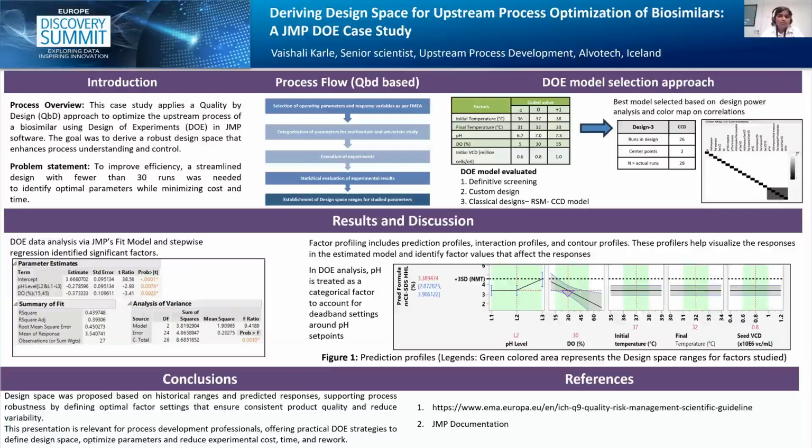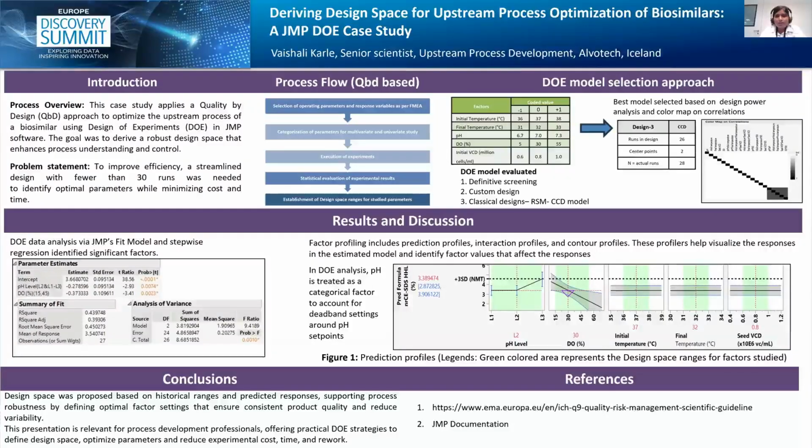To achieve this goal and solve the problem, we started with a strategy, a QbD-based process flow approach. In that, we have the selection of the operating parameters, or critical process parameters, based on the FMEA, or risk assessment approach. Based on that, we decided the operating parameters, and then categorized those parameters into multivariate and univariate studies so that we can use them for the DOE model.